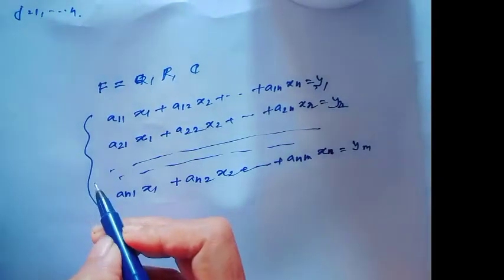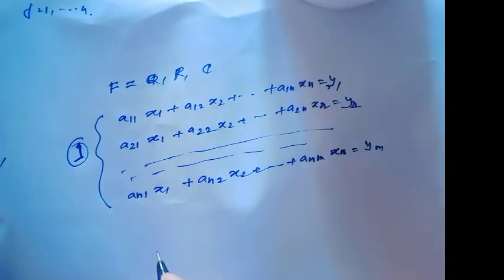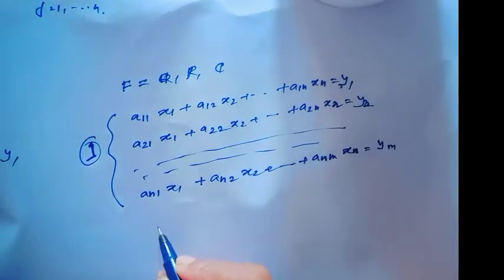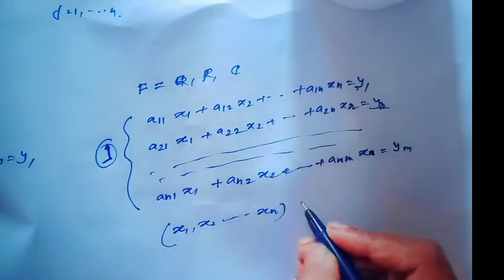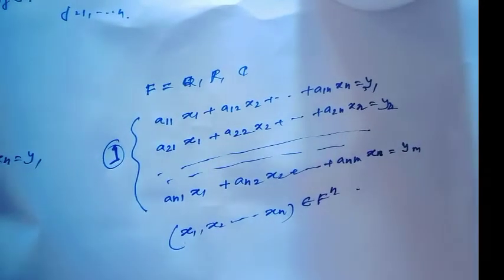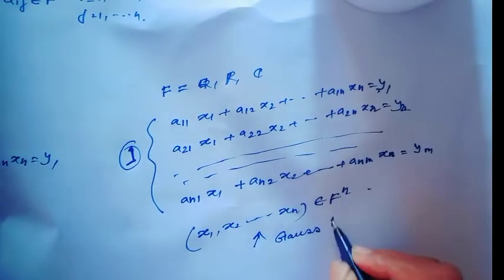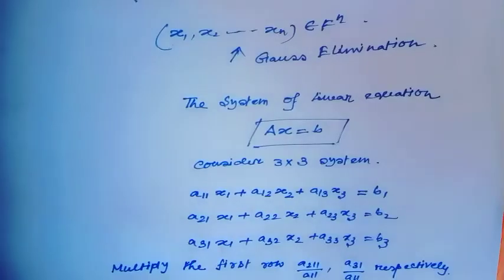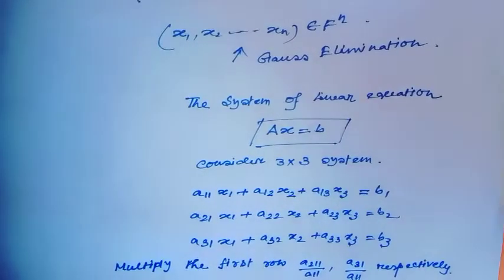Consider this system of linear equations and name it 1. We all know from numerical methods that x1, x2 up to xn, the solution of this system of linear equations, belongs to F^n, and we get this solution by Gauss elimination. We all know what Gauss elimination is. Just see what Gauss elimination is. I hope all my viewers know this method.